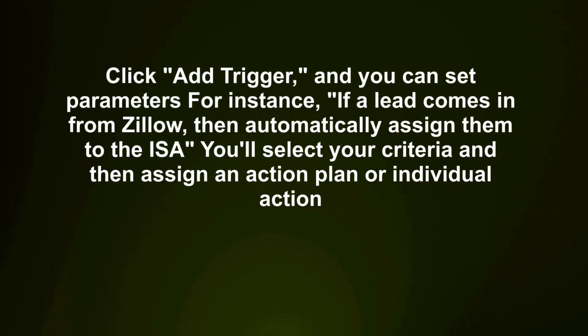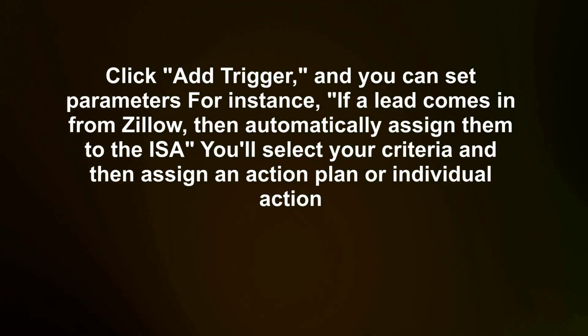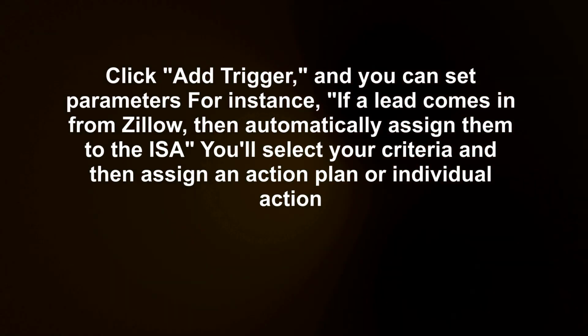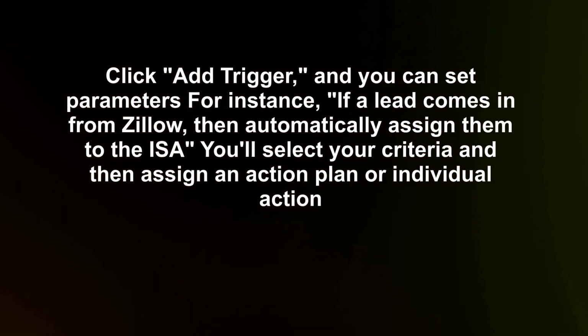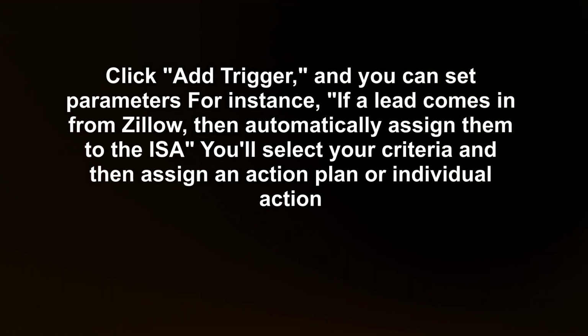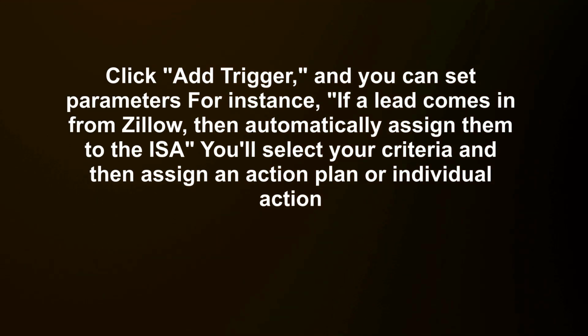Click Add Trigger, and you can set parameters. For instance, if a lead comes in from Zillow, then automatically assign them to the ISA. You'll select your criteria and then assign an action plan or individual action.